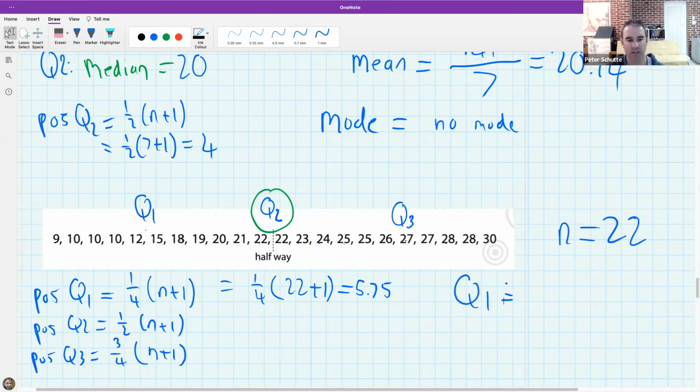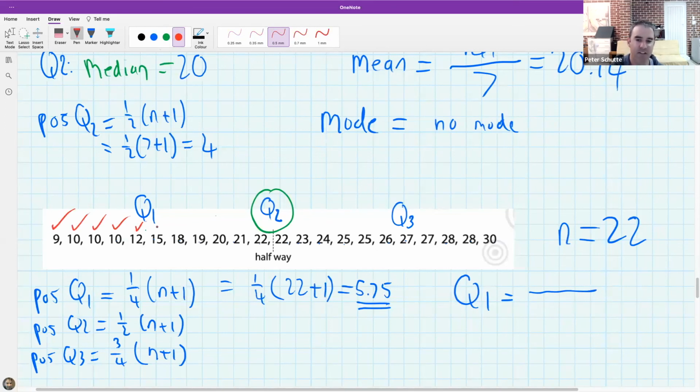So we know it's in position 5.75. Now, because that's not an exact position, we need to average it out between the two closest numbers. So I'm going to count 1, 2, 3, 4, 5, 6. We know that Q1 is going to be between 12 and 15. And so we go 12 plus 15 divided by 2, and that would be 13.5.